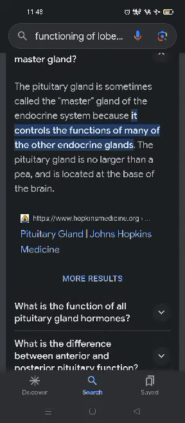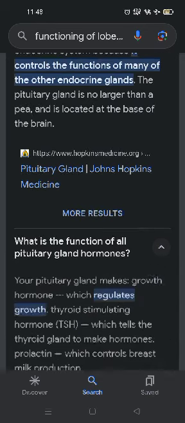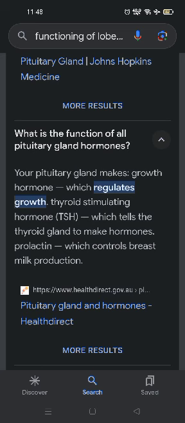The pituitary gland is sometimes called the master gland of the endocrine system because it controls the function of many of the other endocrine glands. The pituitary gland is no larger than a pea and is located at the base of the brain. What is the function of all pituitary gland hormones?